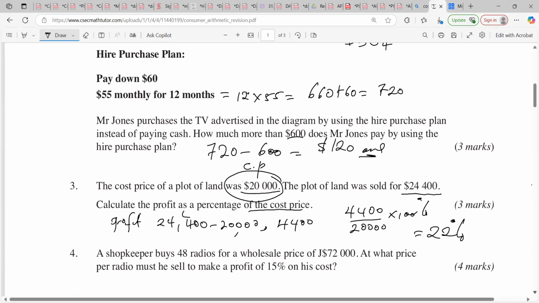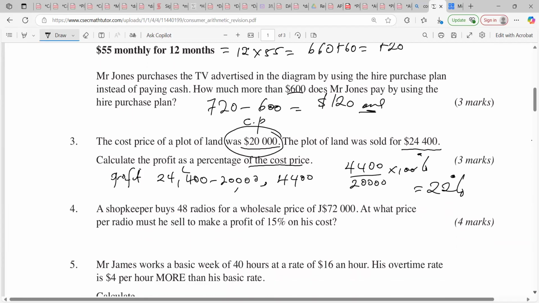Let's look at this one, number 4. It says a shopkeeper buys 48 radios for a wholesale price of 72,000. At what price per radio would he sell to make a profit of 15% on his cost? So let's just see if we can figure that out. We don't need to work out how much he sells for one or buys for one. I don't think we need that.